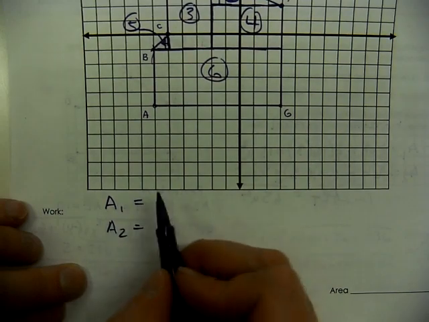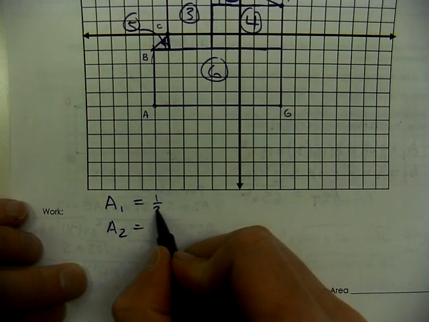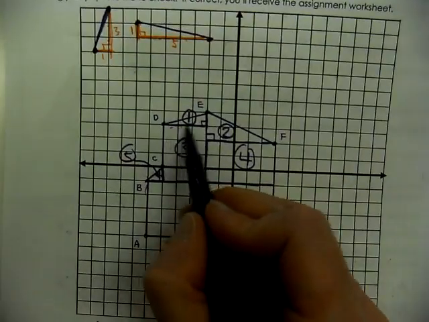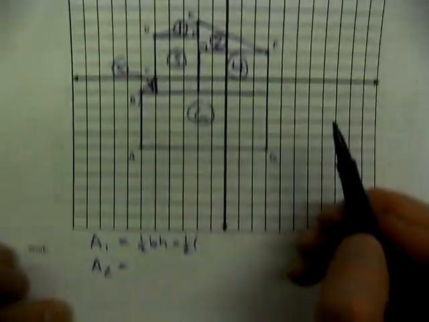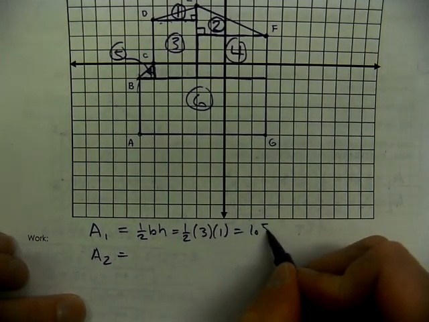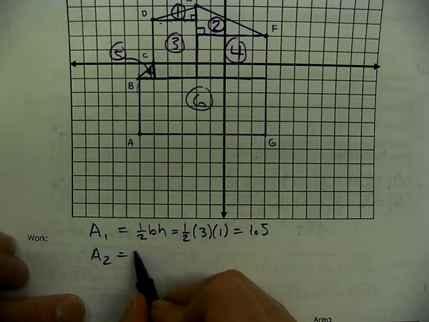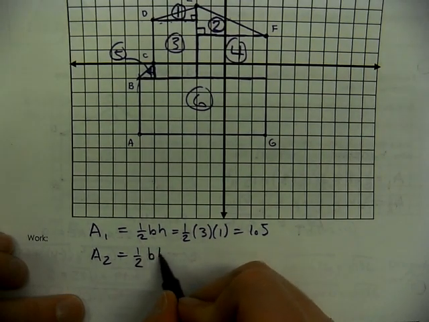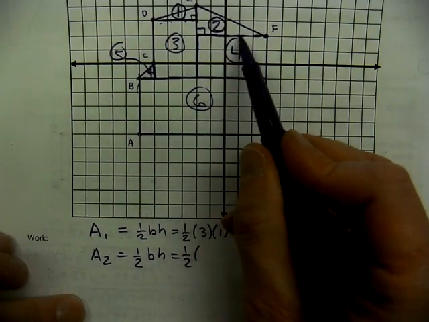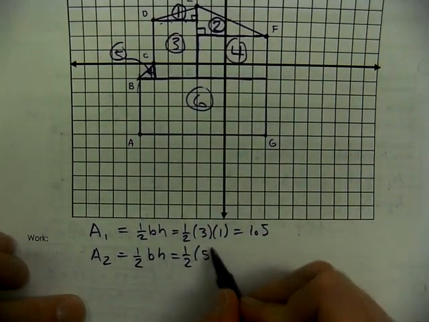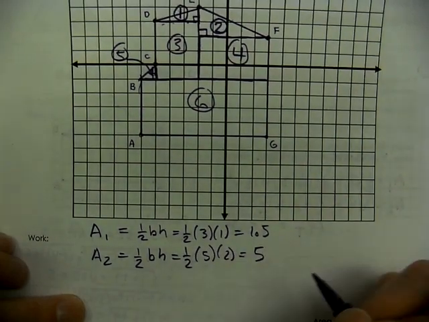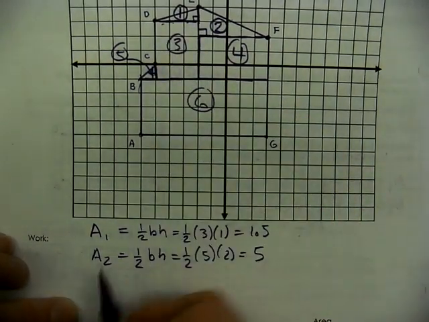Okay, region 1, that's a triangle. So we want 1/2 base times height. The base is 1, 2, 3, and the height is 1. So 1/2 times 3 times 1 will get us 1.5. Region 2, this is also a triangle, so 1/2 base times height. So we have 1/2 times the base of 1, 2, 3, 4, 5, and the height of 2. That'll give us 5.